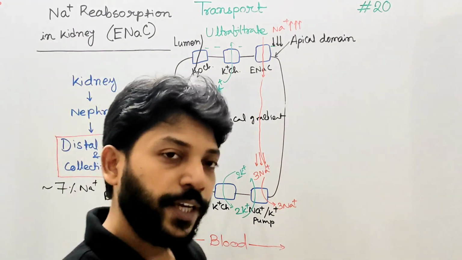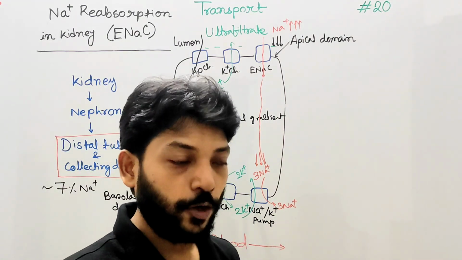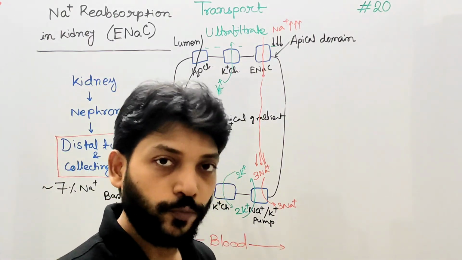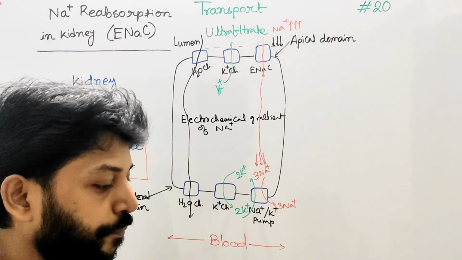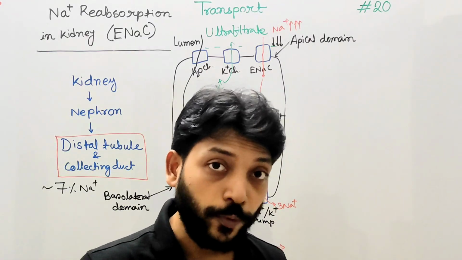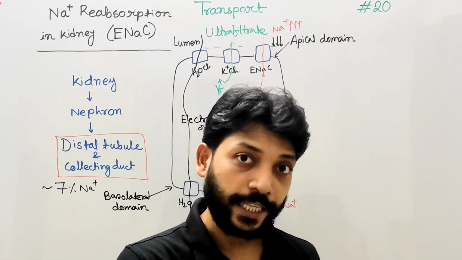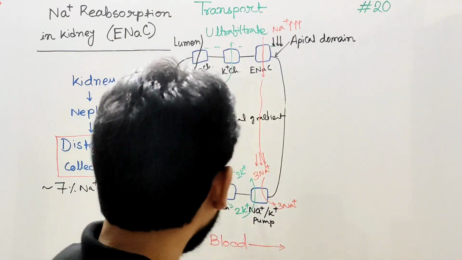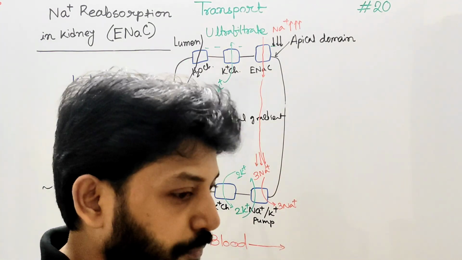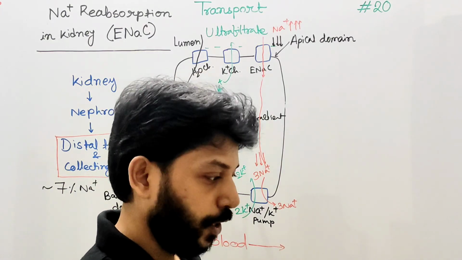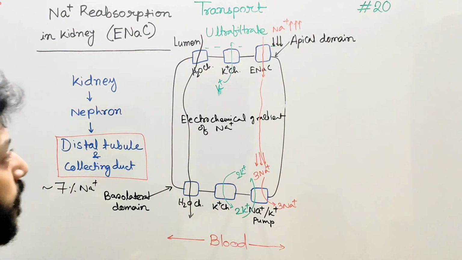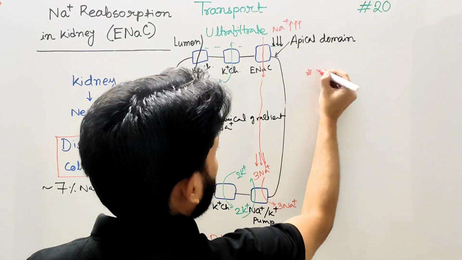The significant amount of sodium is reabsorbed in the thick ascending limb of the loop of Henle. I have made a separate video on this, on how salt, basically sodium chloride, is reabsorbed from the thick ascending limb of the loop of Henle. So, only 7% of sodium is reabsorbed here, but don't underestimate it, because it has a special role in our physiologic system. One thing I want to mention: there is a drug called amiloride.